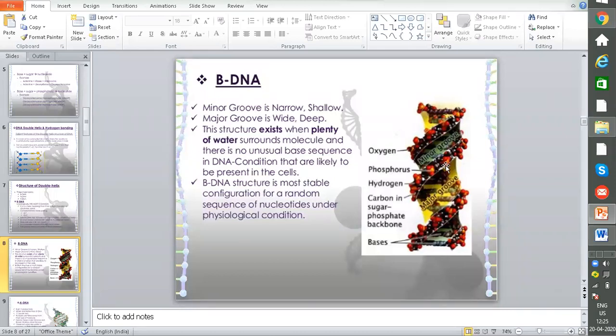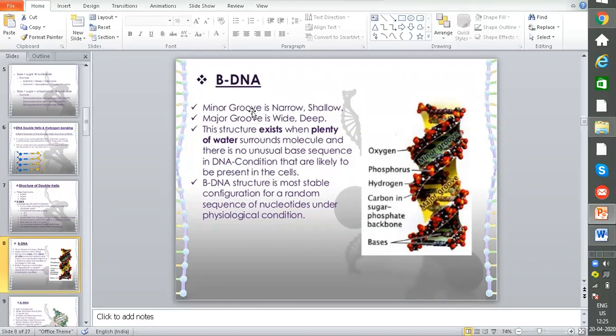And this bDNA is generally present in the cell, where water molecules are present. That means this bDNA is surrounded by water molecules. Most of the time 98% water is present. So that's why most of the time we have bDNA molecules in the cell.